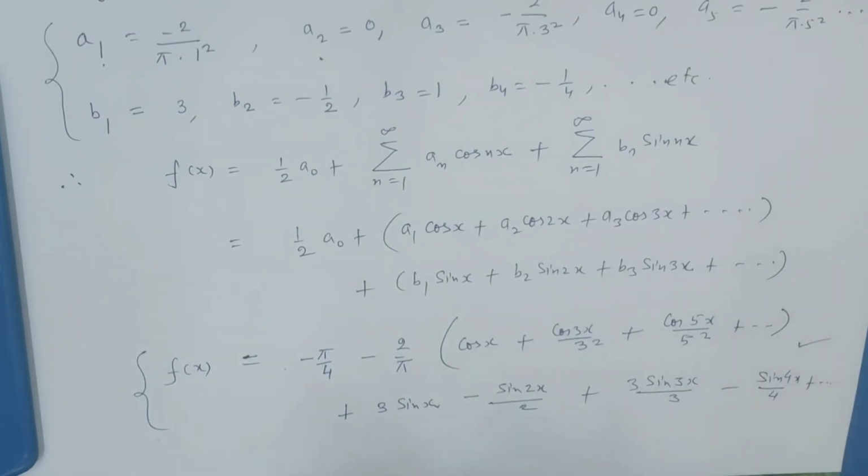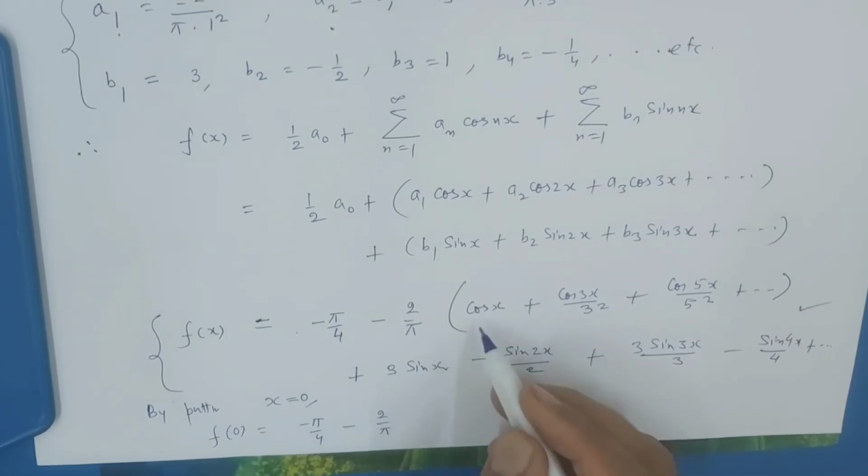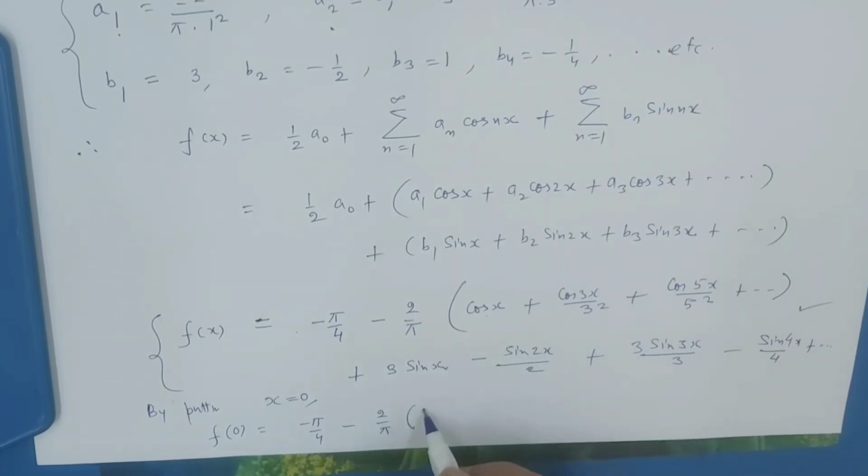ये अब एक फर्दर है कि डिड्यूस दैट, वो भी हमने प्रूव करना है. दैट इज बाय putting x equal to 0. So f of 0 is here, minus pi by 4 minus 2 by pi cos 0, that is 1, plus 1 upon 3 square plus 1 upon 5 square plus up to so on infinity.